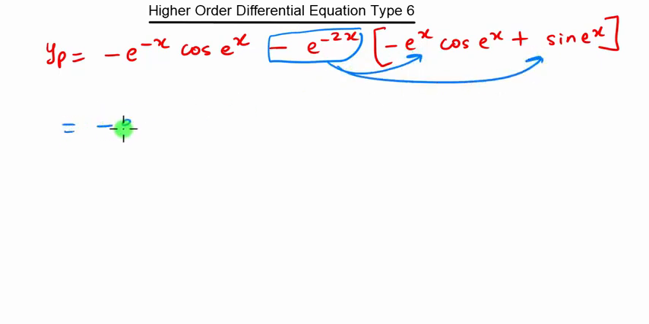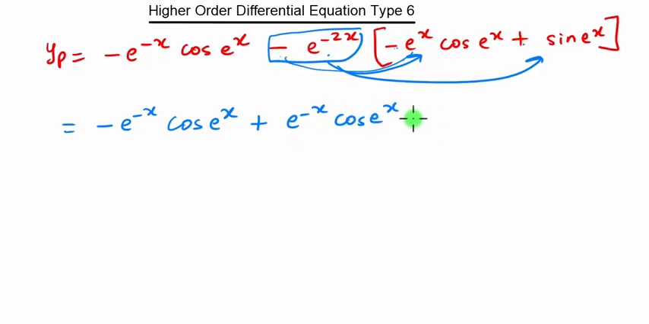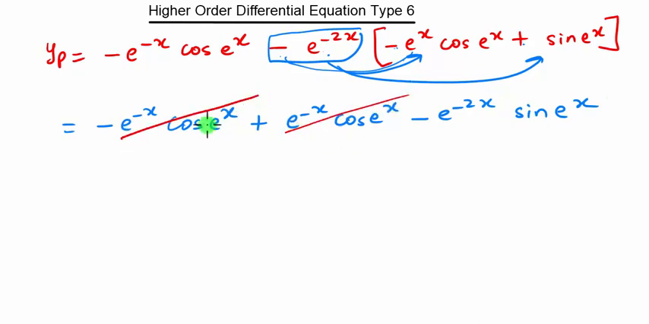So we will get minus e^(-x) cos e^x. When this minus sign gets multiplied with this, this and minus will become plus, and e^(-2x) into e^x will be nothing but e^(-x) cos e^x. This plus and minus will become minus, and e^(-2x) sin e^x. Now this part and this part are similar and opposite, so they will get cancelled, and we are left with minus e^(-2x) sin of e^x.